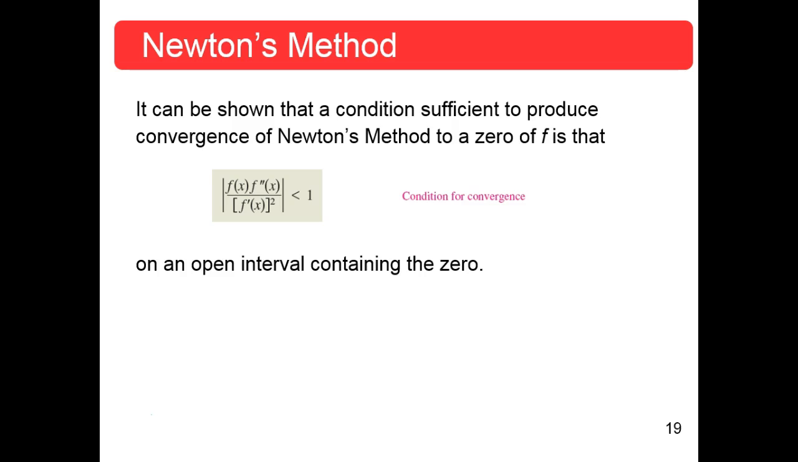All right, we're talking about Newton's method. It said it can be shown that a condition sufficient to produce convergence of Newton's method to a 0 of f is that this thing has to be true. The absolute value of f of x times f double prime of x divided by f prime squared, if that is less than 1, it will converge, on an interval containing the 0 of that function.